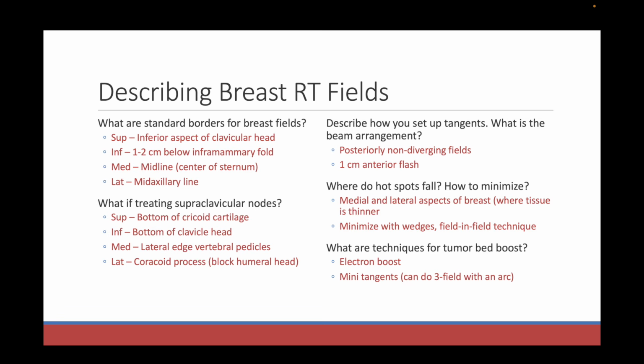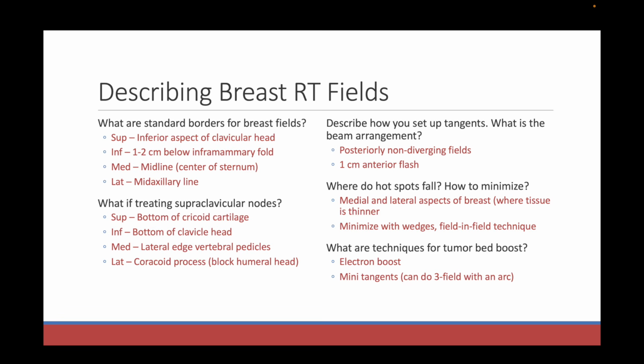Now, what if you are treating supraclavicular nodes? The borders of the supraclavicular field go from the bottom of the cricoid cartilage to the bottom of the clavicular head. Medially, we go to the lateral edge of the vertebral pedicles, and laterally, we go to the coracoid process and we block the humeral head.